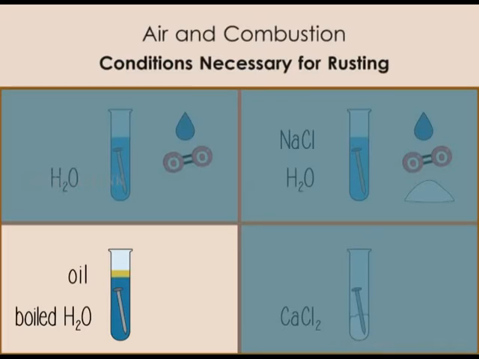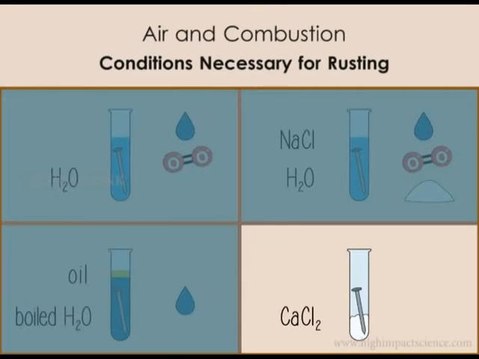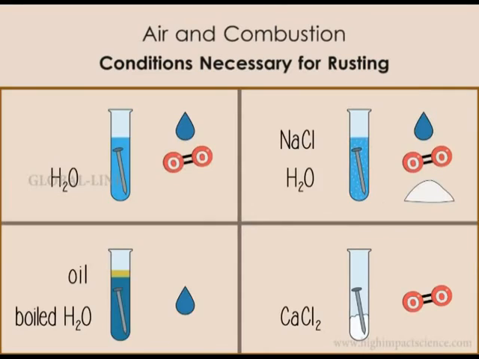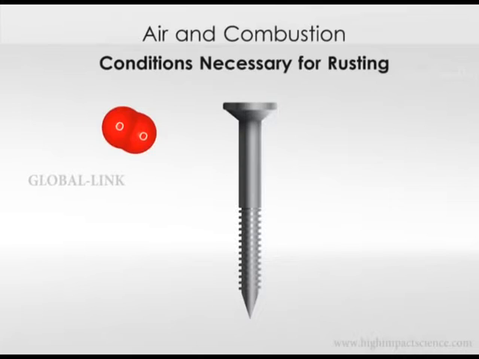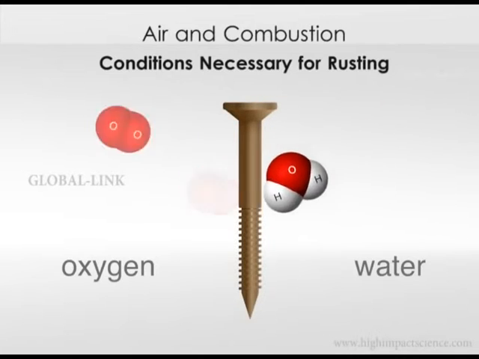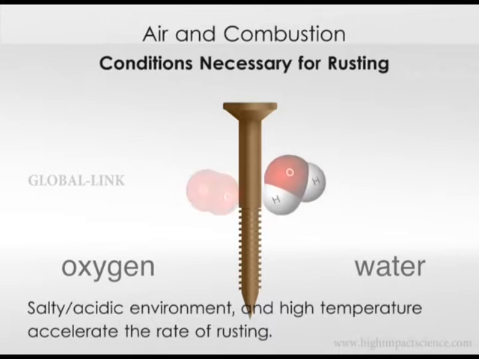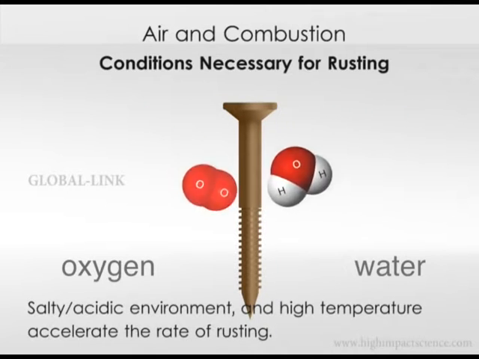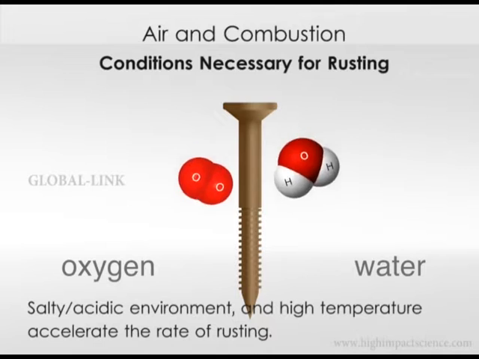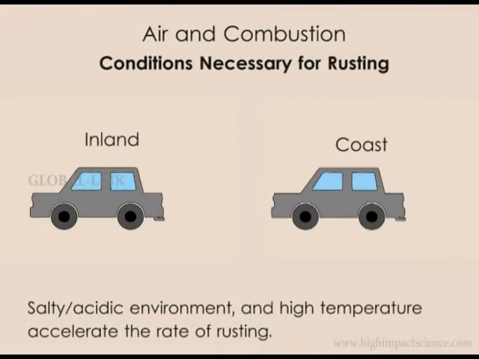In the third test tube, the nail is exposed to moisture but no oxygen, so no rusting. In the fourth one, the nail is exposed to air but no moisture, again no rusting. And so we confirm that oxygen and water are the two necessary conditions for rusting. Salty and acidic environments as well as high temperatures only accelerate the process of rusting. This is why vehicles in the coast region rust faster than those in the inland areas, because the coastal environment is salty.